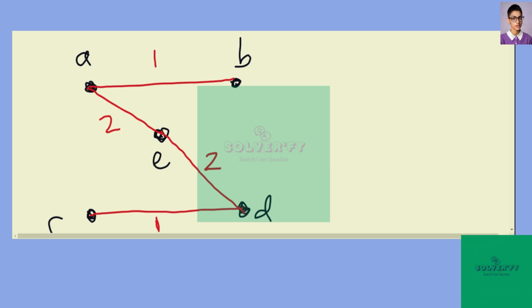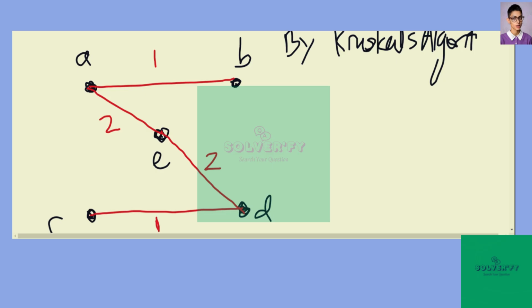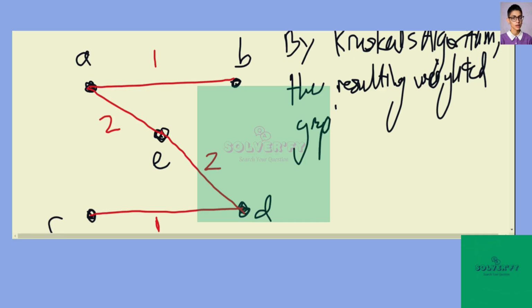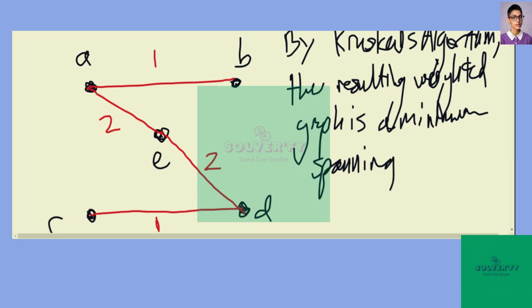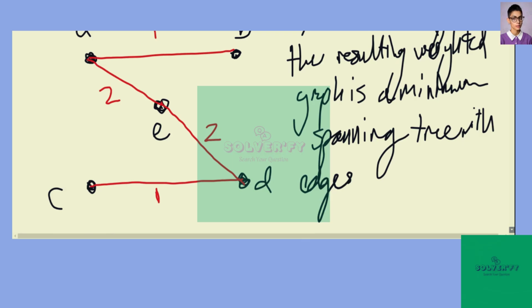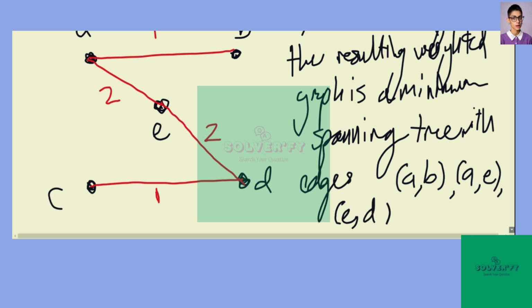So the algorithm terminates, and therefore, by Kruskal's algorithm, it follows that the resulting graph is a minimum spanning tree, with edges AB, AE, ED, and DC. So this is our answer.